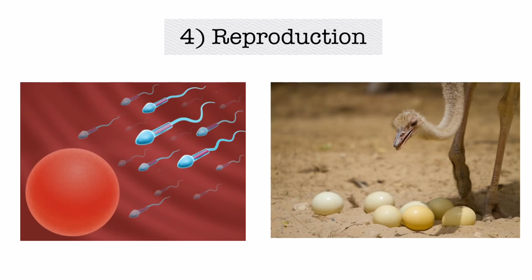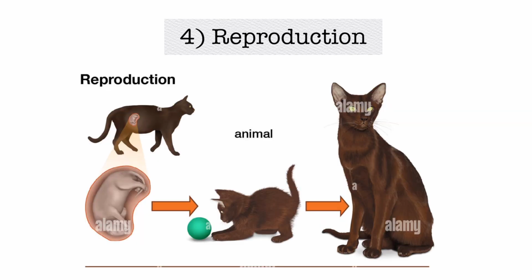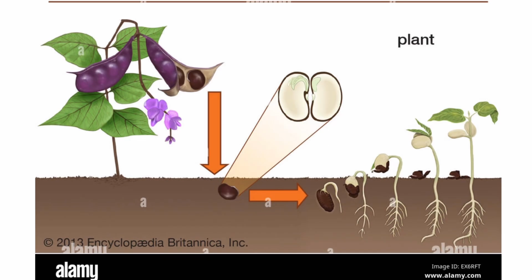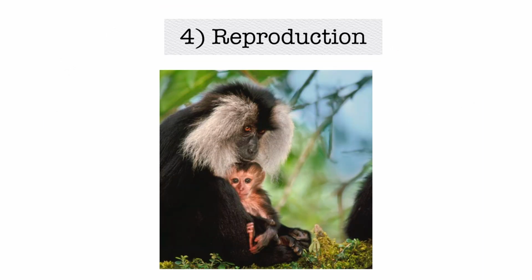The fourth one is reproduction. Living organisms can create more of their own kind. Animals have babies, plants produce seeds, and even bacteria divide to form new bacteria. This is how life continues through generations.